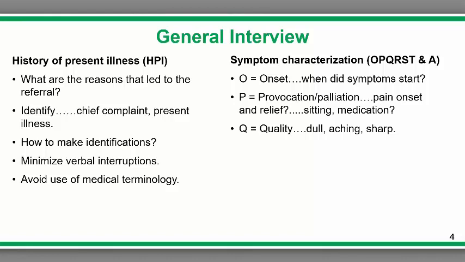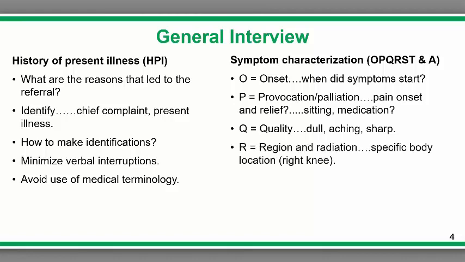That understanding can help point to some of the activities that would stress certain tissues that would bring on that pain. Understanding the region of the body, the location where the pain is originating, and any radiation of the pain. So even though the major ailment may be in one part of the body, does that pain spread to other parts of the body? So it's important to identify that specific body location.